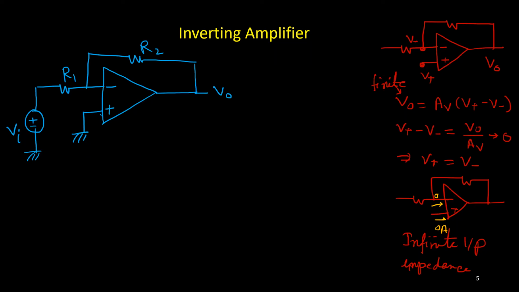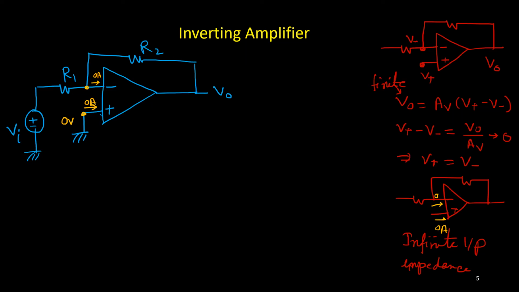Okay, so now you see here. This current is 0 ampere. This current is also 0 ampere. That is because of the high input impedance, infinite input impedance, right? Next, this potential is 0 volt because it is connected to ground. So this end, this potential should have the same value.